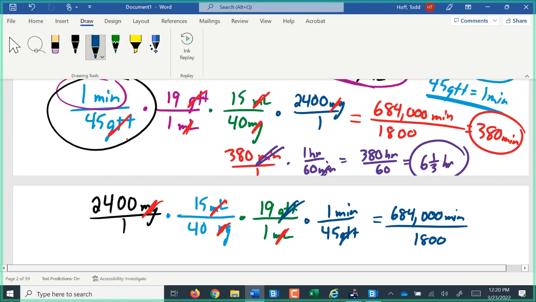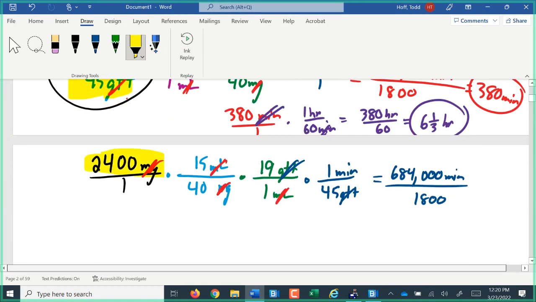The key is you could work from either end. Up here, I started with the 1 minute over 45 drops because then I knew I had minutes on top, and it guaranteed that when I got to my answer it was going to be in a unit of time. Starting here with the amount in the bag is a little bit riskier because I don't know where the time is going to end up. But the worst that can happen is I get to the end here and time is on bottom. And remember what we said, any rate can be flipped over and still be a legitimate rate.